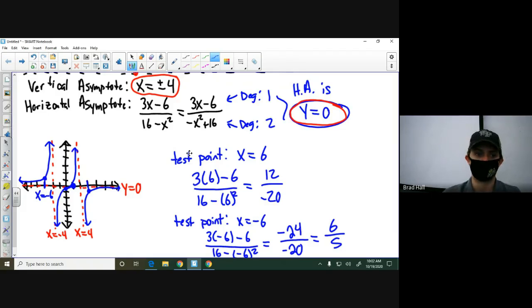And once you plug it back into the function, it'll tell you this is where the point goes exactly. Your graph better agree with this point that you just found. But this would be the graph for this rational function here for problem 2.